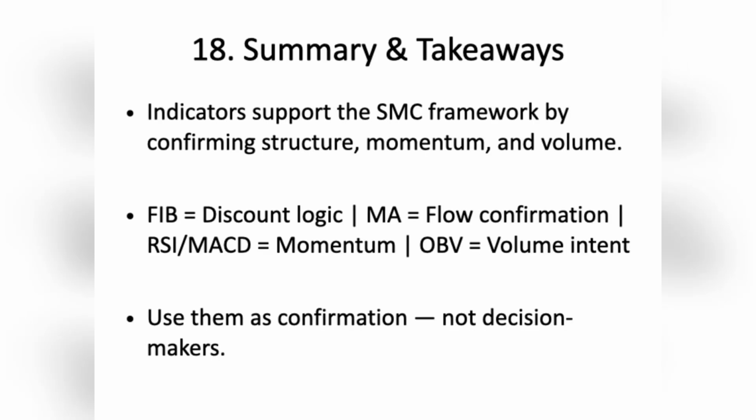To summarize, indicators are powerful allies that support the SMC framework by confirming structure, momentum, and volume intent. To recap, FIB confirms our discount and premium logic. Moving averages confirm the trend flow. RSI and MACD help us gauge momentum. And OBV confirms volume intent. Remember, use them as confirmation tools, not as the decision makers. The decision always comes from the structure itself.